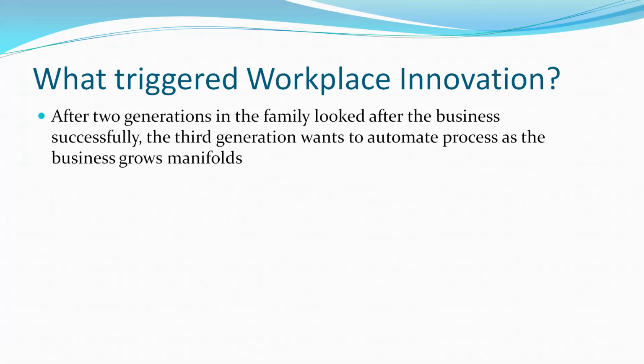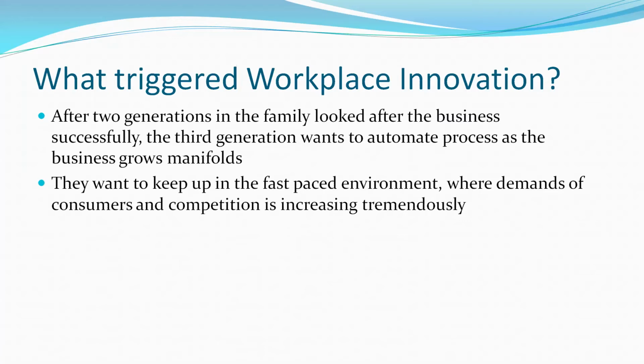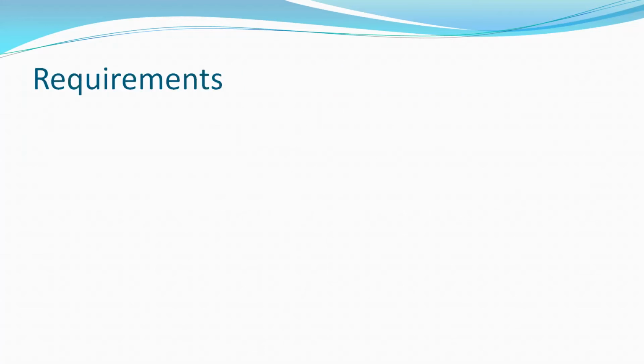So the family has been running the business for the last 2 generations. And now when the third generation has entered the business, they want to automate the process as their business grows as well. They want to keep up in the fast-paced environment where the demand of their stock is increased and the competition has increased as well. So they have to stay with the market.